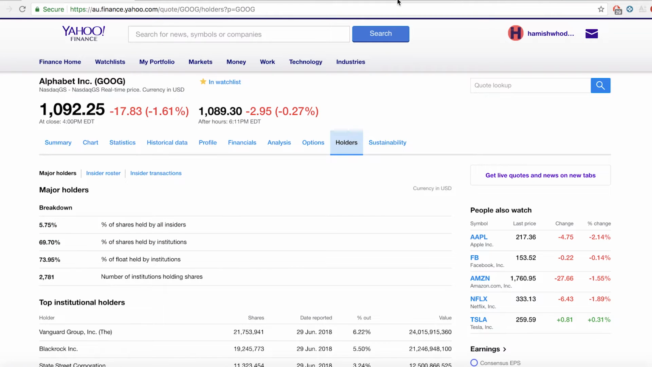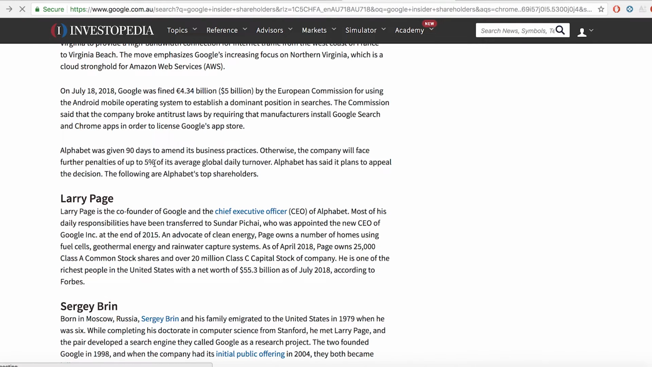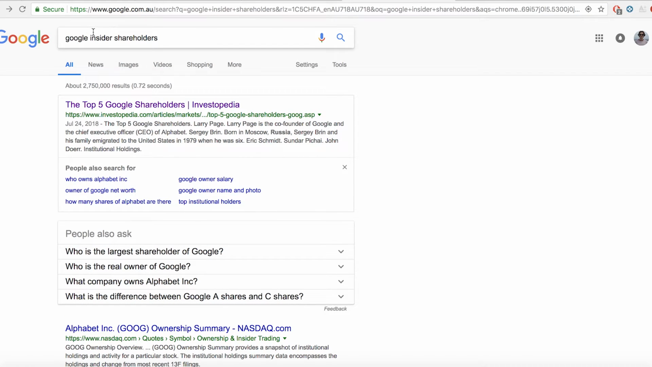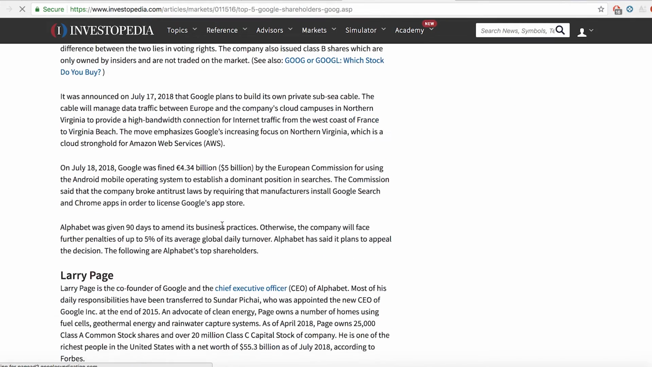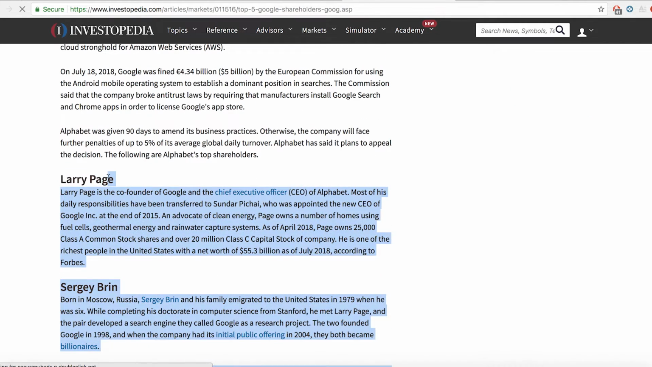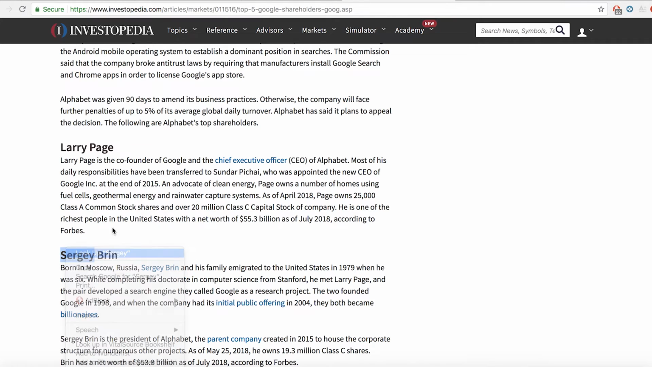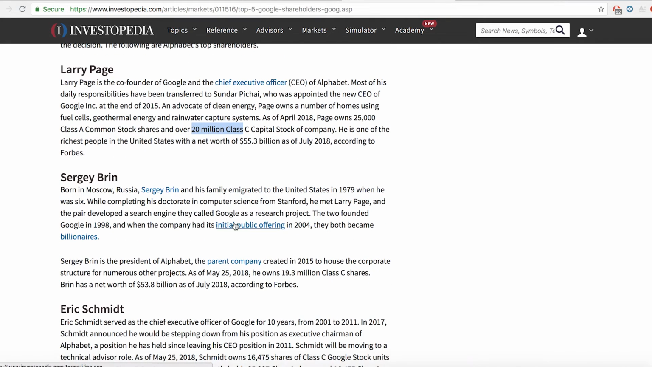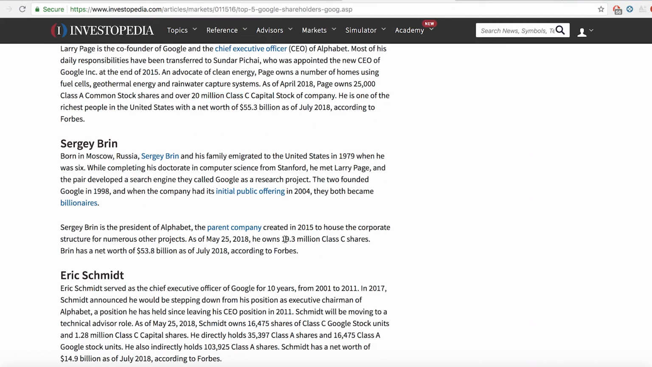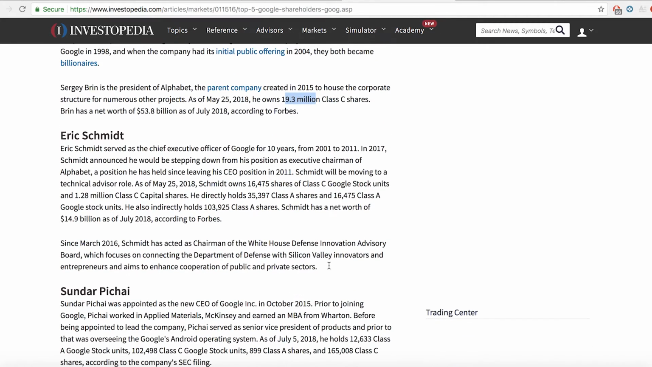But if it's not there, what you can do is you can just do a Google search, and you can search such as Google Insider Shareholders, and here we can see the top 5 Google shareholders, which are Larry Page, so the founder, Sergey Brin, the other founder. So they own 20 million shares at $1,000 a share. Sergey owns, I think he also owns 20 million. Yeah, he owns 19.3 million shares.